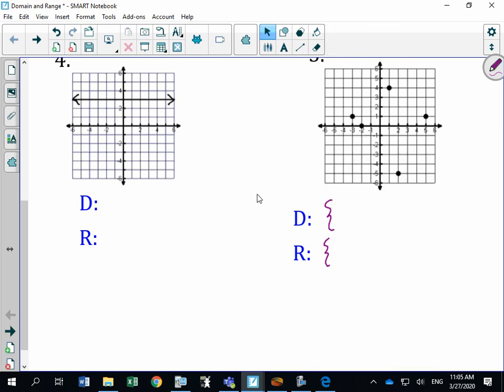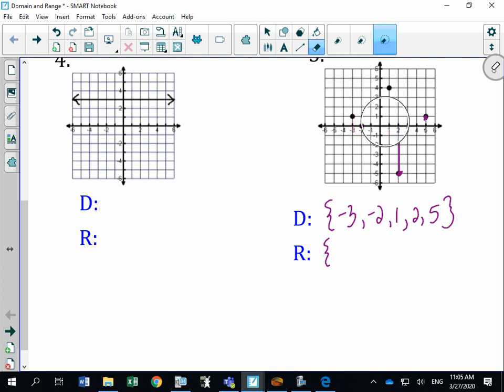Okay, so domain are the x values. So that x value is at -3, -2. This x value is at 1. That x value is at 2. And that guy is 5. That would be my domain.